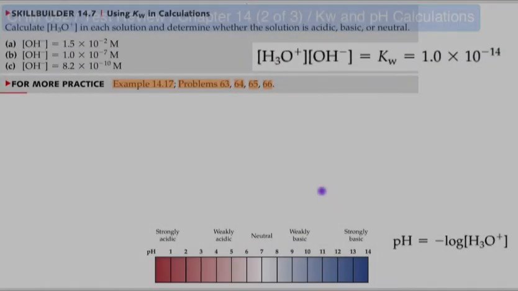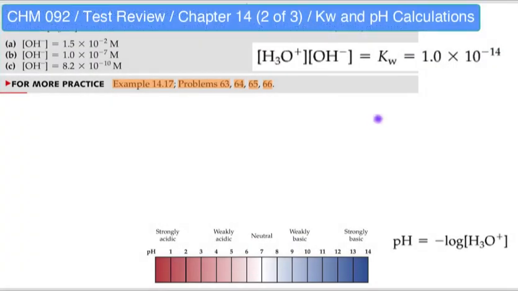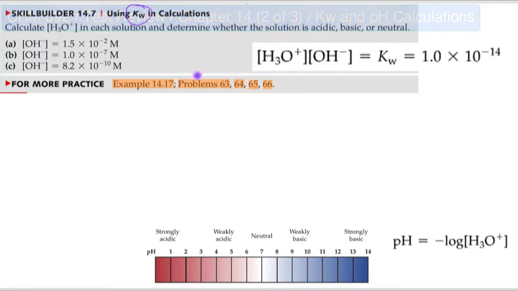Now for the second video for the test review for chapter 14, let's start off with some calculations dealing with the KW expression. One thing that we learned is that in any kind of aqueous solution we're dealing with, if we take the concentration of hydronium and the concentration of hydroxide and multiply those together, no matter where we are on the pH scale, we get a constant. We get this 10 to the minus 14 value.